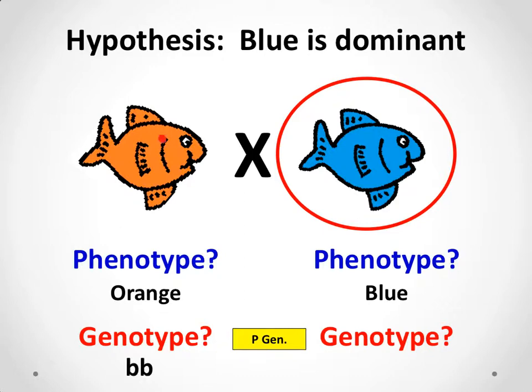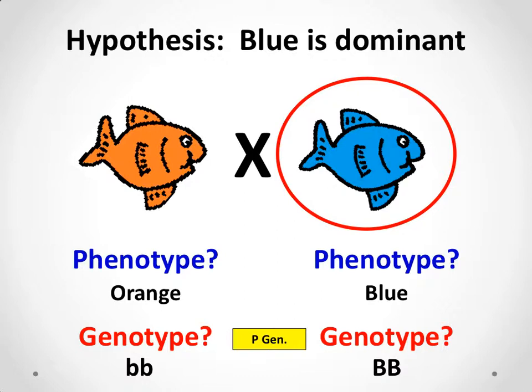Because we assume orange to be recessive, and we know this is a purebred, we can assume the genotype of this fish is homozygous recessive, or little b. Again, if blue is dominant, and this is a purebred fish on the right side, we can assume its genotype to be homozygous dominant, or big B.